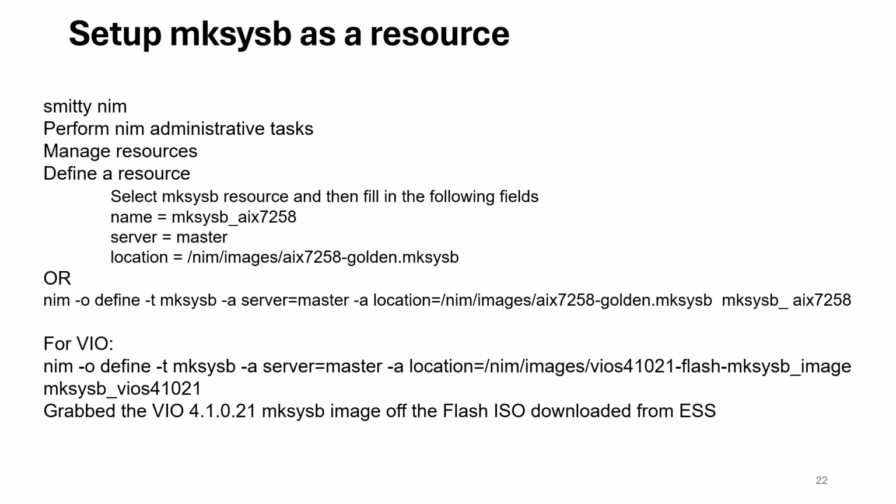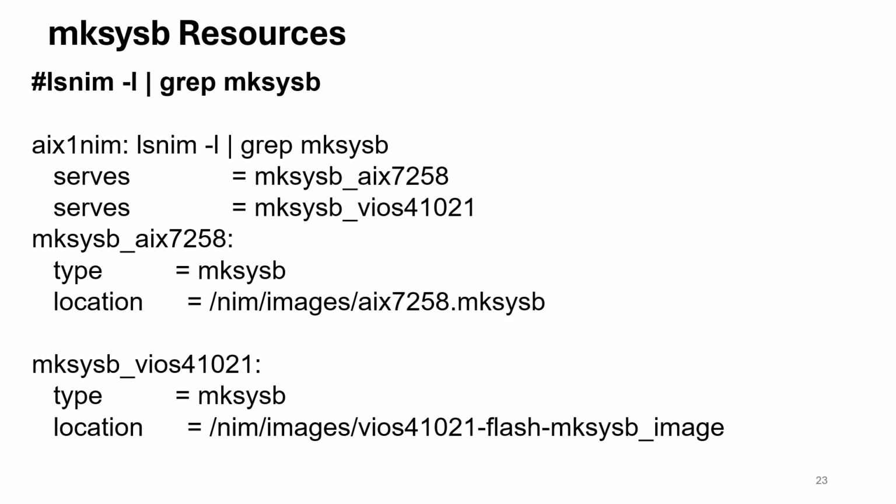When you're doing it for a VIO server, you're going to be using the mksysb image that you took out of the Flash ISO that you downloaded from ESS. You do not use any other mksysb image unless you actually have taken a specific mksysb of that VIO server. You can't use a generic AIX mksysb with a VIO. If you use lsnim -l, you can get a list of the mksysb images, and you can also see what the location is for the mksysb.